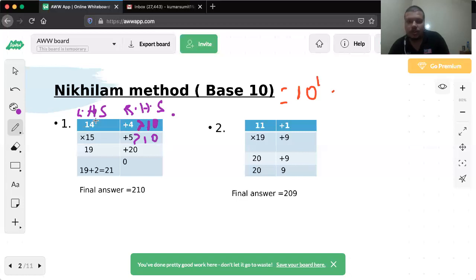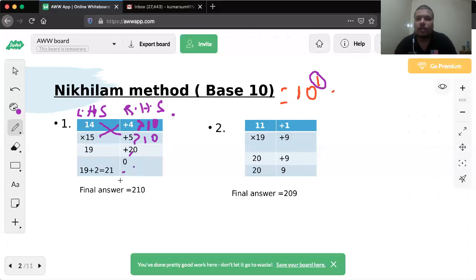Now what do we have to do, guys? 4 into 5 is 20, and this we have on the RHS. Now on the LHS, we do cross addition: 14 plus 5 is 19, and 15 plus 4 is 19. Here the base is 10, that is 10 to the power 1. So we can have only one digit on the right hand side, the rightmost digit, which is 0. We take 0, and transfer the 2 to the LHS. 19 plus 2 becomes 21, and on the RHS we have 0.